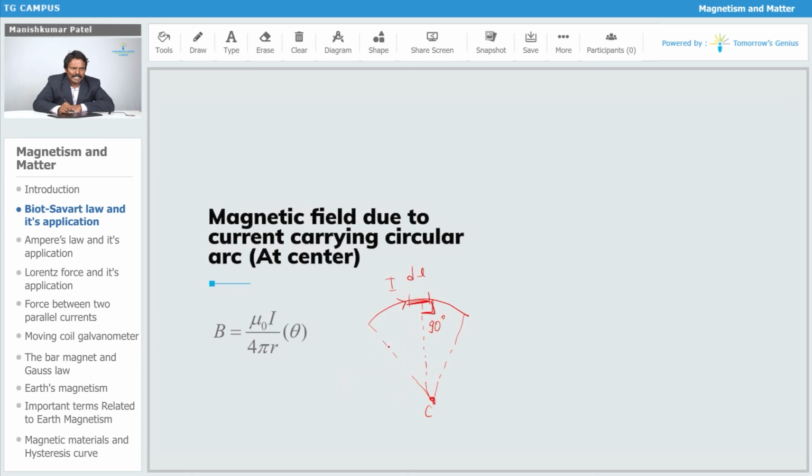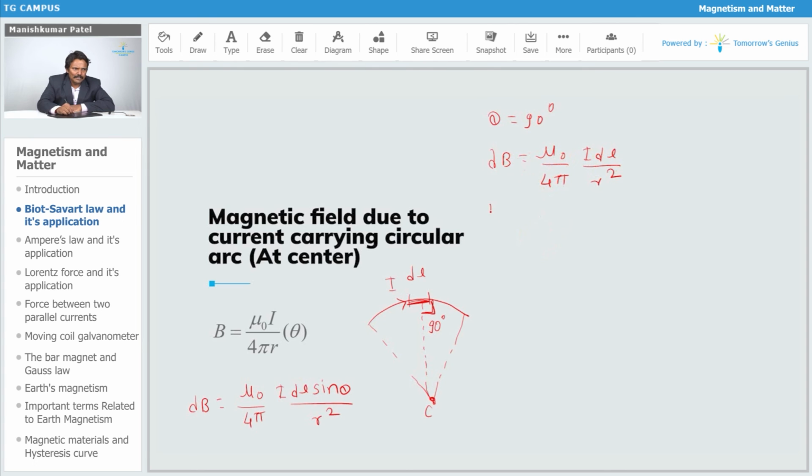Now what is the magnetic field due to that small element dl? I can write dB is equal to mu 0 upon 4 pi, I dl sine theta upon r square. But now here we can see that the value of theta is equal to 90 degrees. So then definitely dB becomes mu 0 upon 4 pi, I dl upon r square.